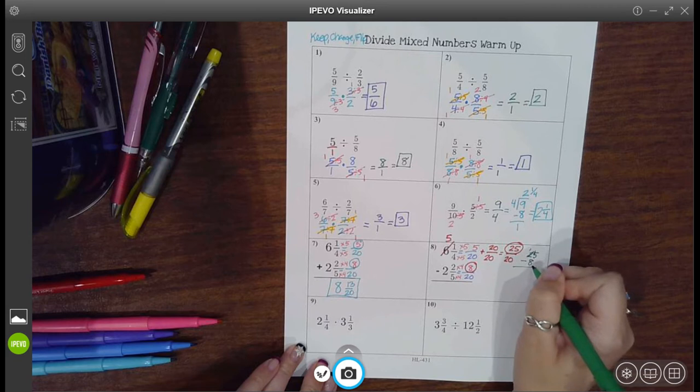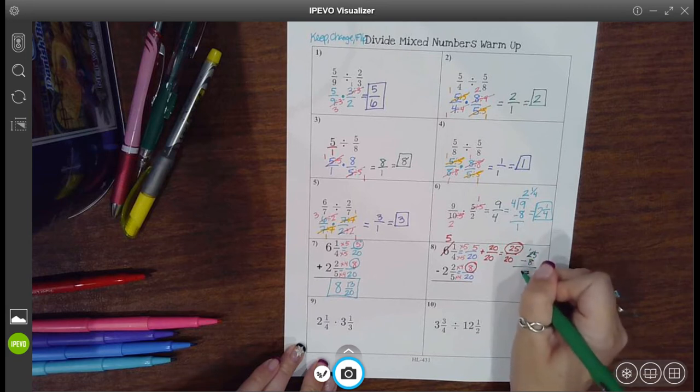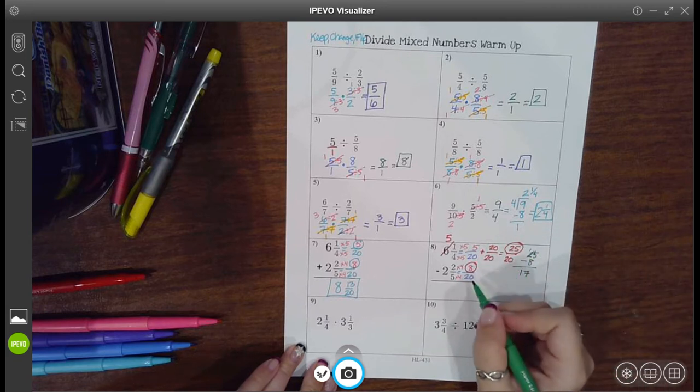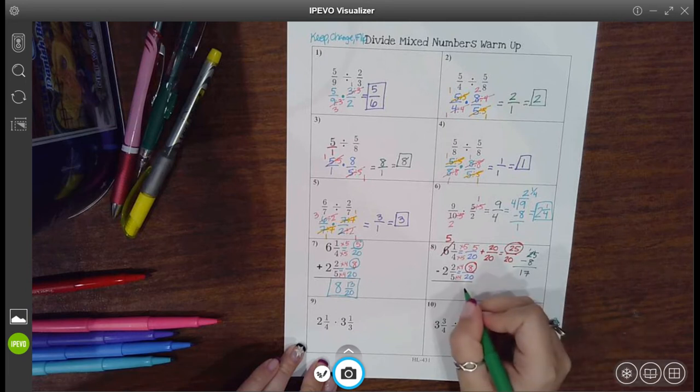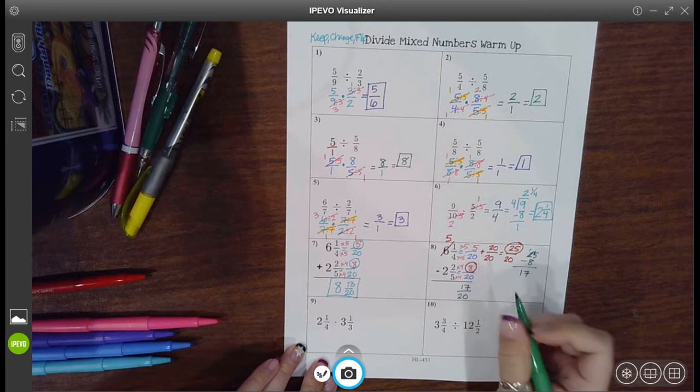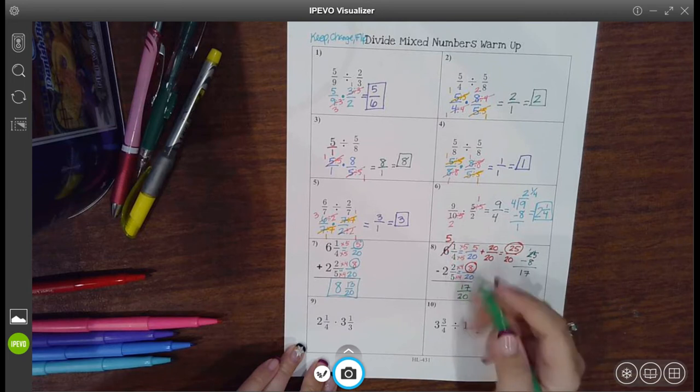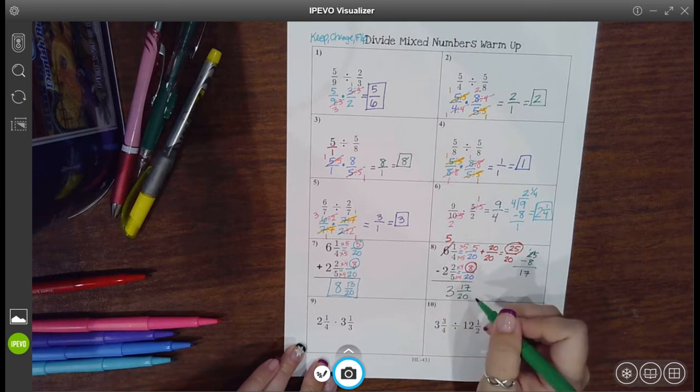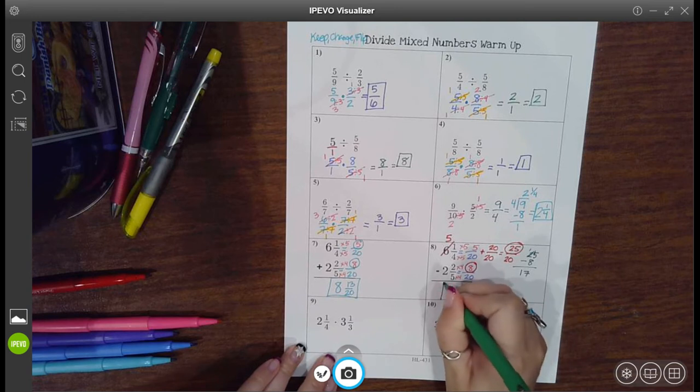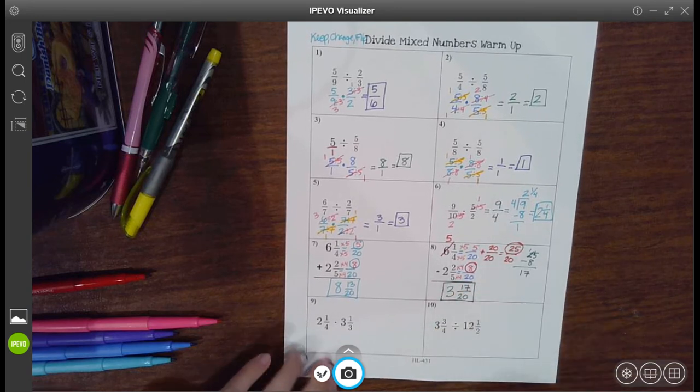So 15 minus 8 is 7. Bring down that 1. And then you have 25 minus 8 is 17. Keep the denominator of 20 the same. Don't forget your whole numbers. 5 minus 2 is 3. Can you reduce 17/20ths? No. So 3 and 17/20ths is my final answer.